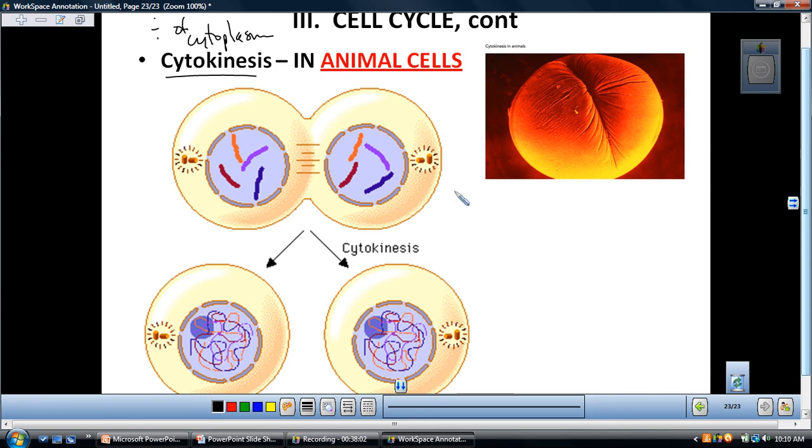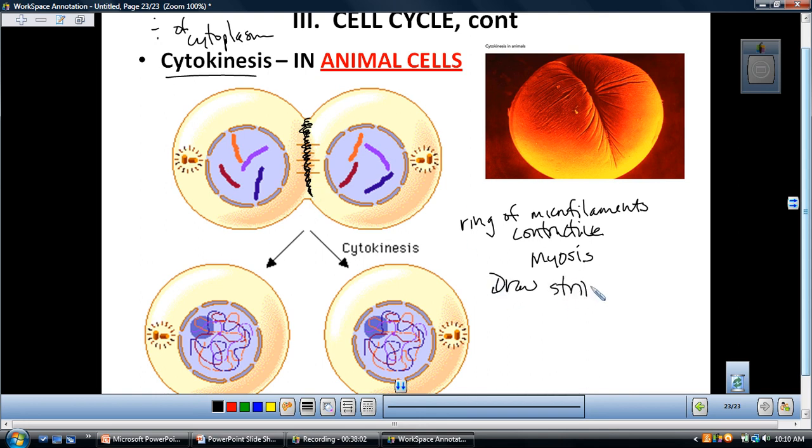So what happens is there's actually a ring. There's a ring of microfilaments. And it's a contractile ring of microfilaments that forms right here. These are still microfilaments that are in the cell, which are made up of protein. They kind of work with the protein myosin to pull on each other. So it forms this ring in here that's almost like a drawstring. That's the best way I can explain it.